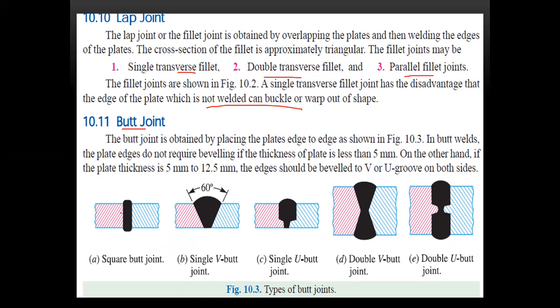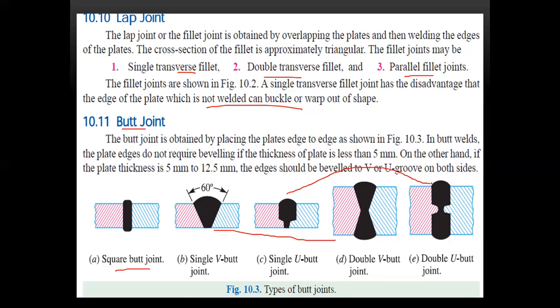The butt joint, this is a square butt joint. This is a single V-shaped butt joint. There is a single U-shaped butt joint. This is a double V butt joint. That is a double U butt joint.